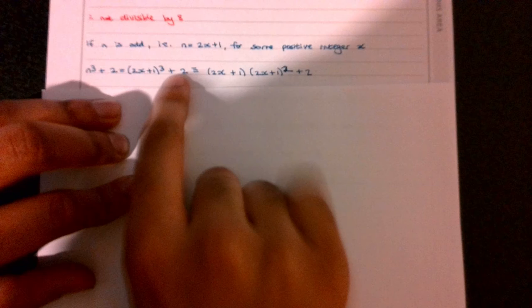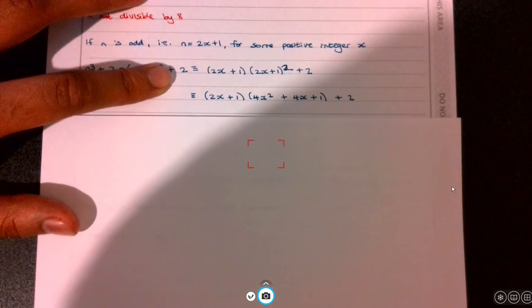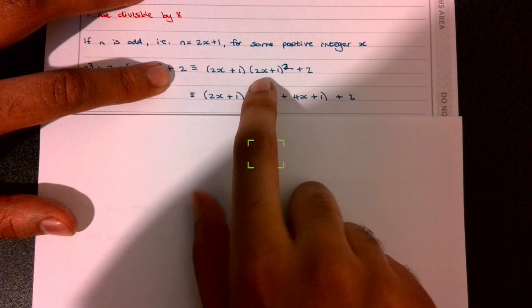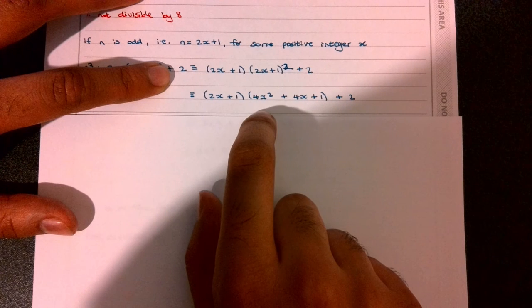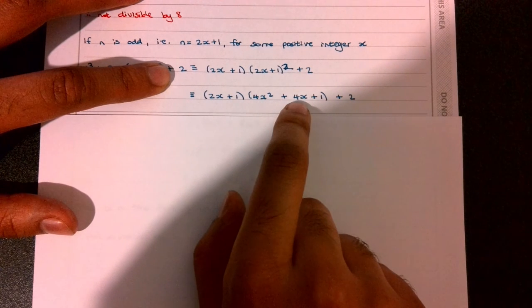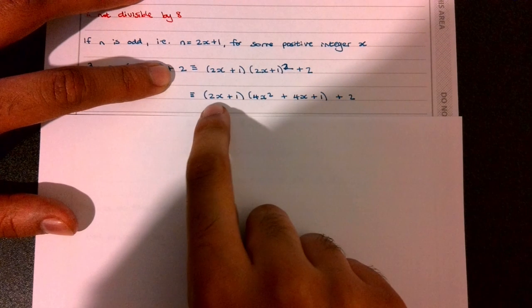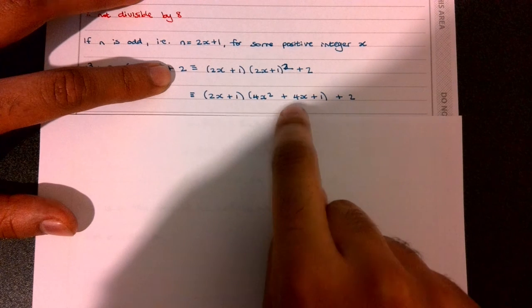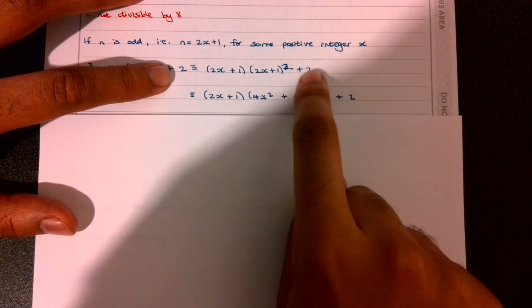And then we still have this plus 2. So, if I just focus on this, if I expand out 2x plus 1 squared, then we have 4x squared plus 4x plus 1. So we have 2x plus 1 lots of 4x squared plus 4x plus 1 plus this extra 2.